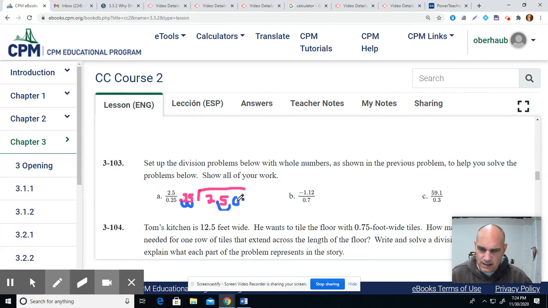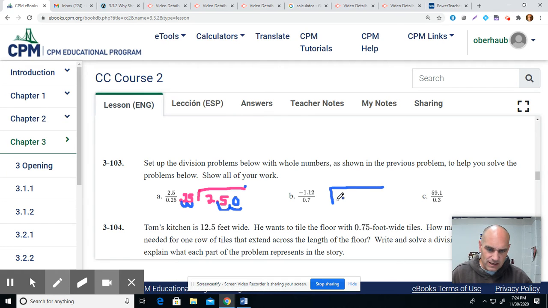So I need to add a 0 so I can get my second slide. And then my decimal goes right up here in the answer. So now it's really 250 divided by 25. I'm going to leave it up to you to do the long division. On this one, same idea.